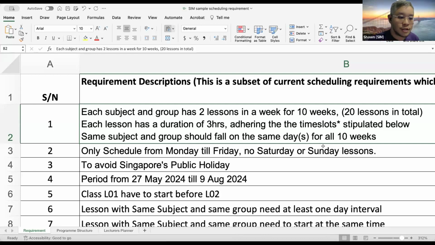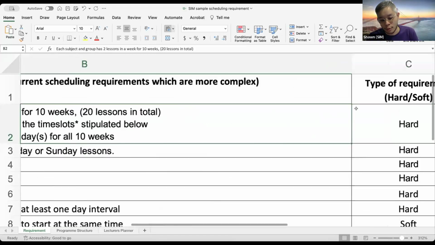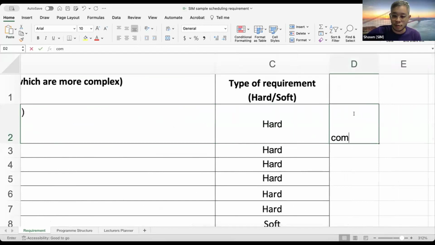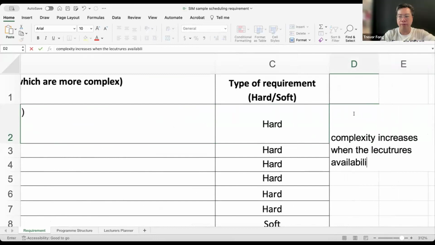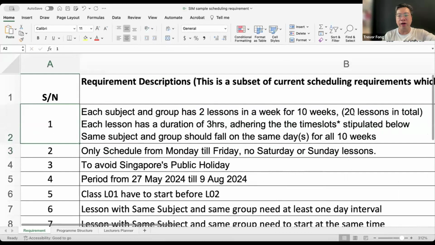So for this first requirement, it is in general quite easy to fulfill. But as you go through the requirements, when we go over to the program structure and the lecturer planner, meaning the lecturer's availability, then the complexity will increase. Got it. Okay, understood. RJ, do you have anything to ask for this one? The first one? No.